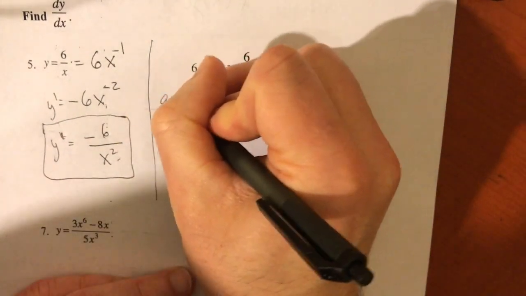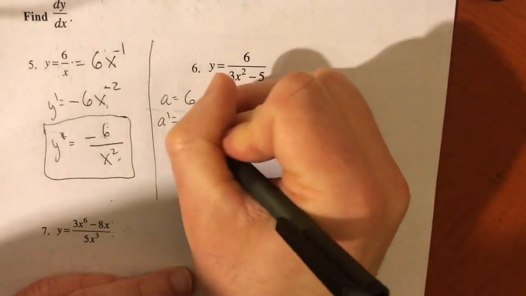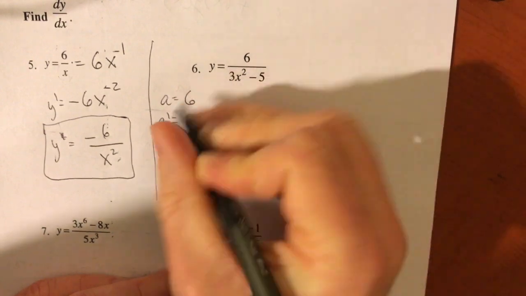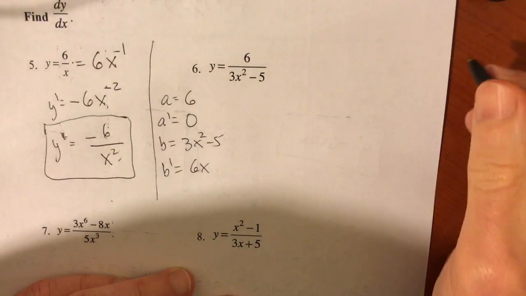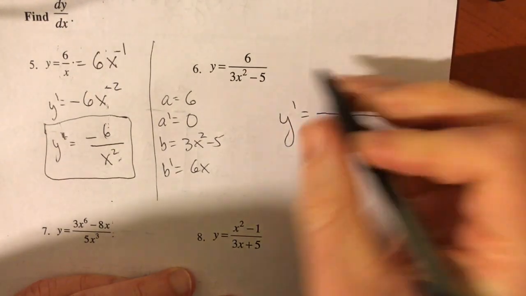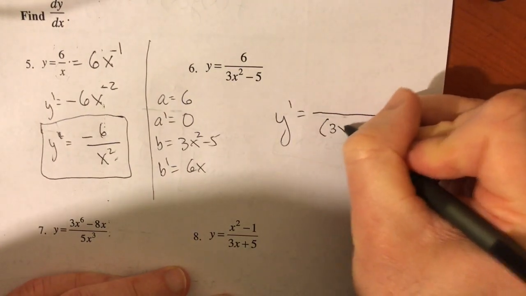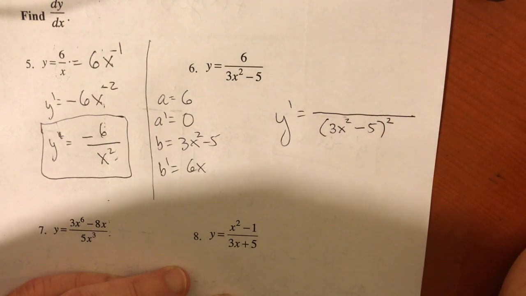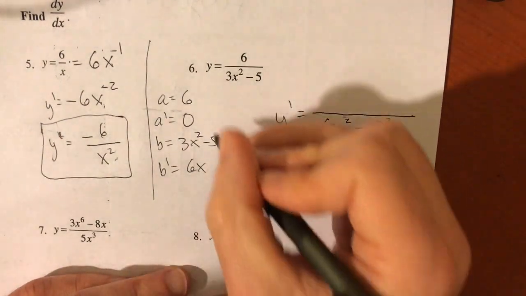And so a is the numerator, 6. A prime is the derivative of 6, which is 0. B, 3x squared minus 5, the denominator. B prime, derivative of that, which is 6x. Our derivative of this whole function, y prime, is, don't forget about the denominator. Sometimes I like to do that first, just to make sure I don't forget. It's going to be 3x squared minus 5, but squared, right? The numerator everybody focuses on, but sometimes they forget about the denominator.